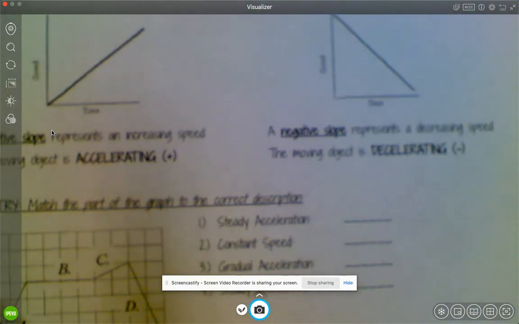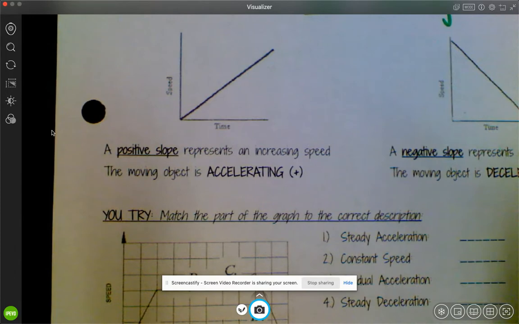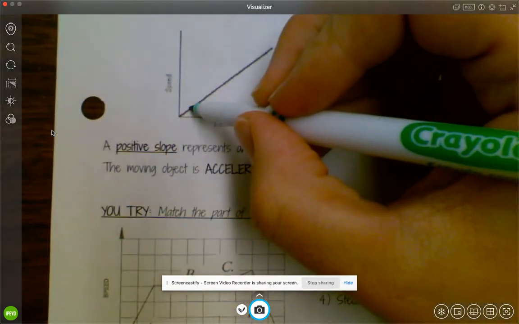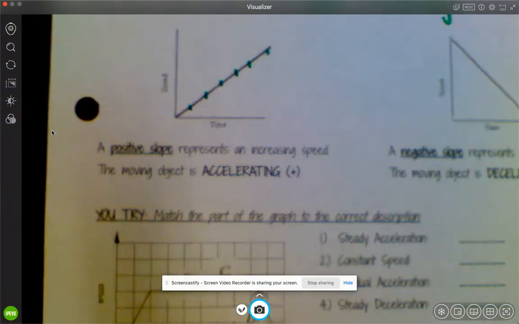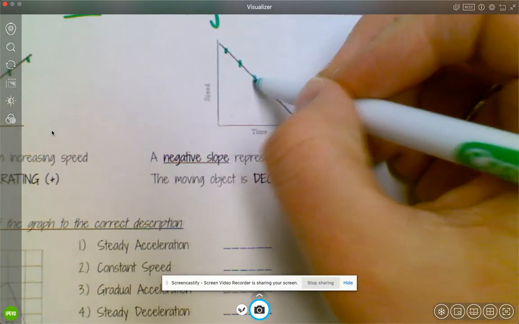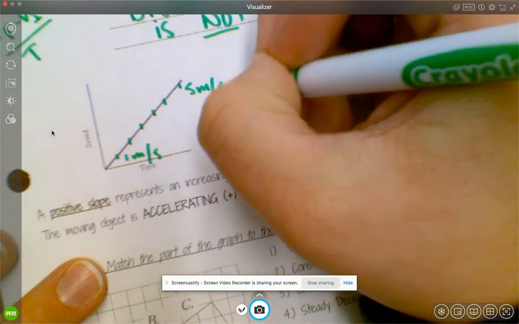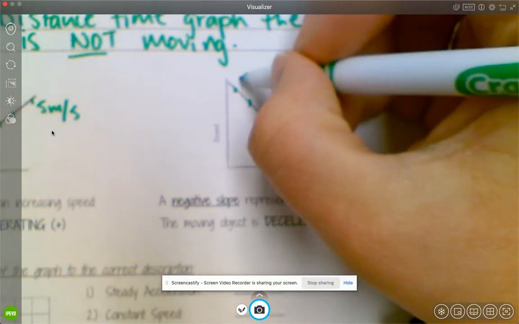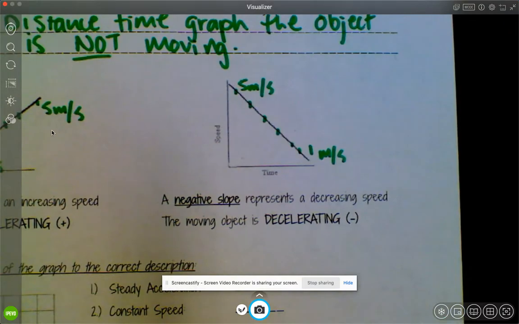Okay, so digging into this a little bit more. If we see a positive slope, this is representing an increase in speed because the object's accelerating. Over each unit of time here, we're seeing more and more and more speed. Now, when we see a negative slope, we're seeing a decrease in speed because there's less speed over each of these times. So if we said this is 1 meters per second, but then over here we're at 5 meters per second, that's a lot faster. If we're over here, this is maybe our 5 meters per second, and now we're down to 1 meters per second. So it's slowing down.